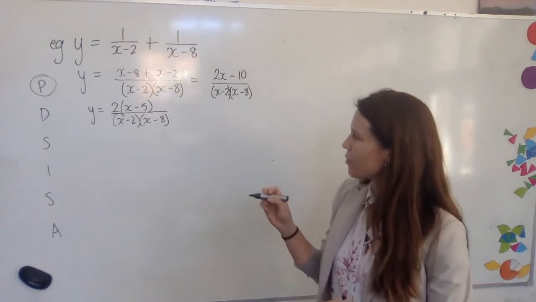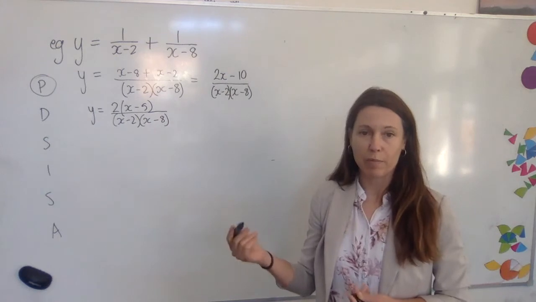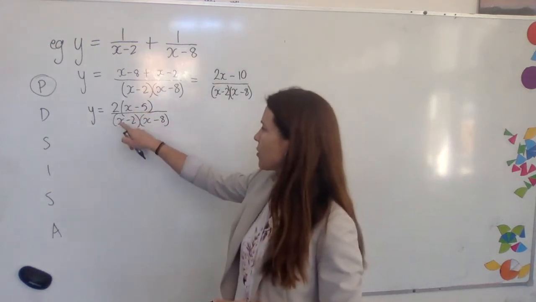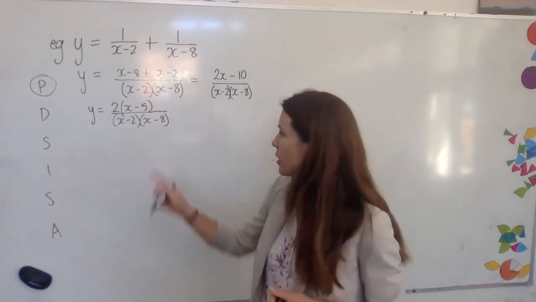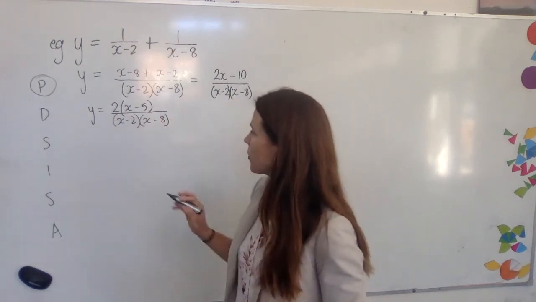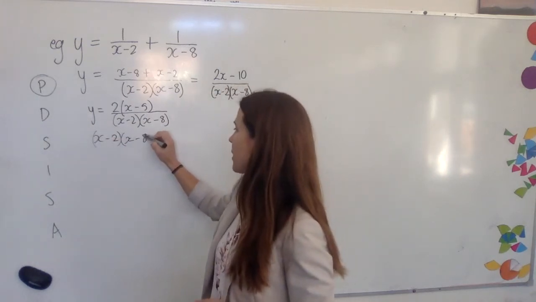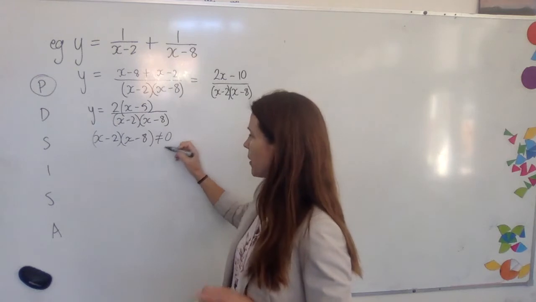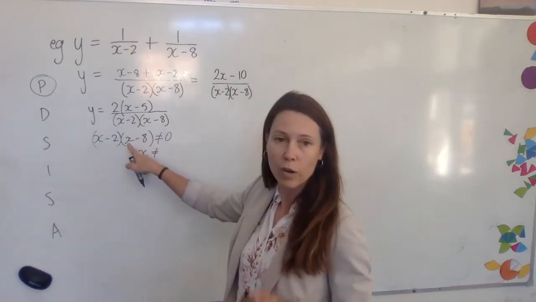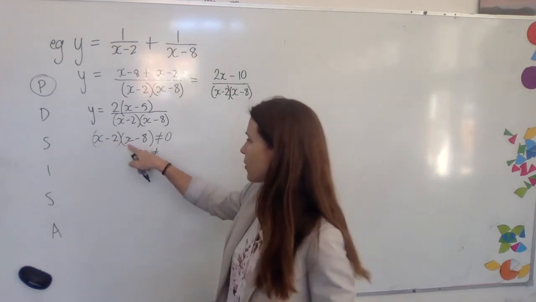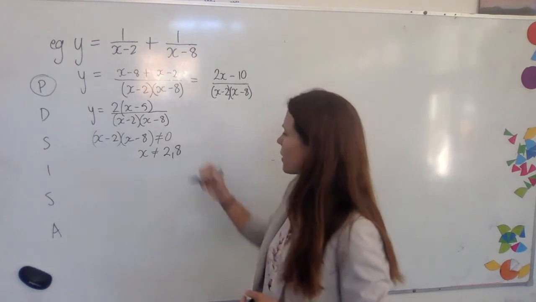Next thing to do is to find the domain. The domain says what values of x might be possible or impossible. Well, I could sub any values of x into here, but the only real limitation is that this part can't equal 0. So I'm going to write that x minus 2 times x minus 8 can't equal 0. Therefore, x can't be 2 or 8, because if it was 2 or 8, it would make both of these 0 and I'd get 0, which I can't have. So, x can't be 2 or 8.